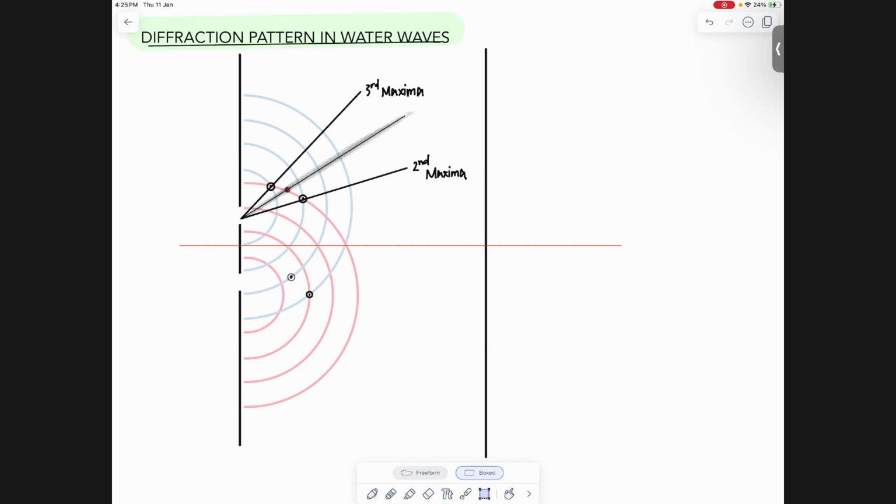Do we have to draw the way you give? No, they'll put a point X and they'll say it's either constructive or destructive.